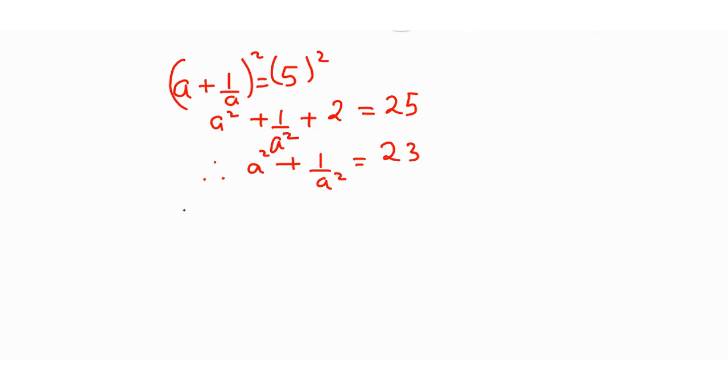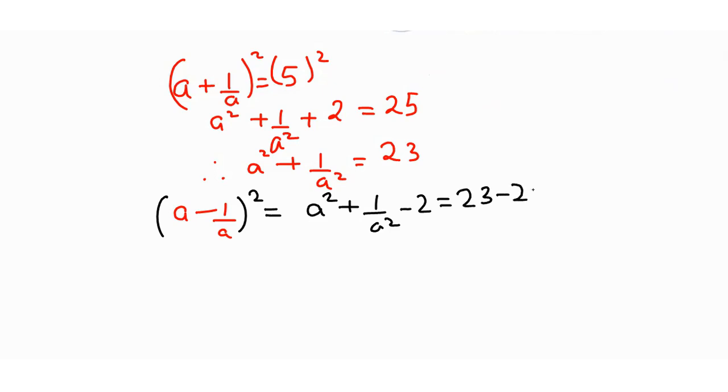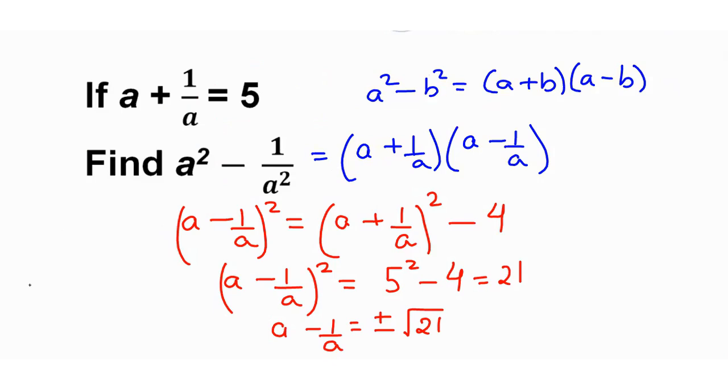And now from this we can find a minus 1 upon a. There's no actual formula for a minus 1 upon a, but we can find the value of a minus 1 upon a whole square. This formula we know, it is a square plus 1 upon a square minus 2. So this is going to be 23 minus 2, 21. So therefore, a minus 1 upon a will be under root 21. Positive and negative under root 21. You can use either method to solve it. It's better if you directly remember this formula.